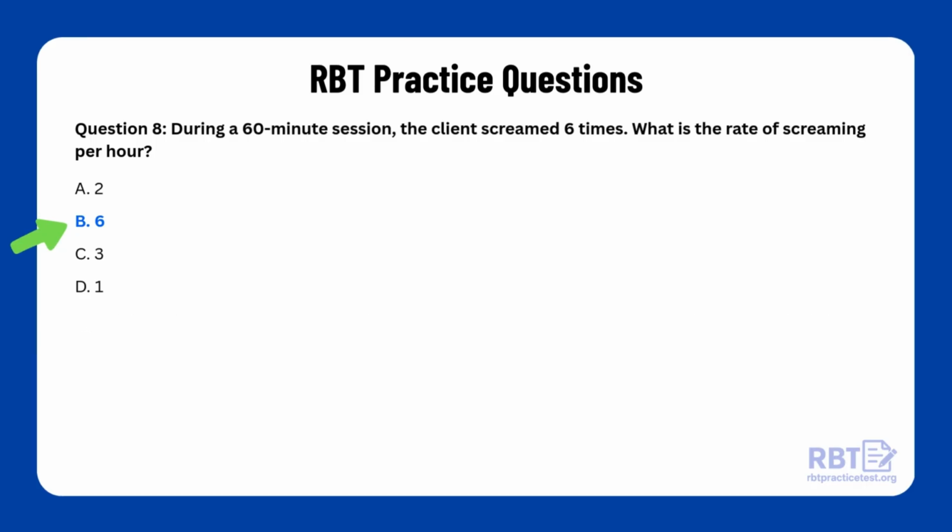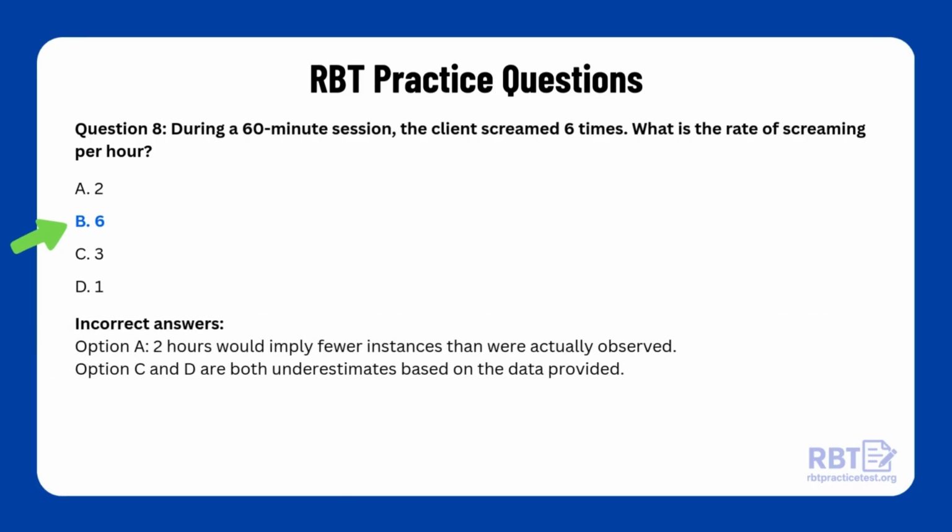Now for the wrong answers. A is wrong. That would imply fewer instances than were actually observed. C and D are both underestimates based on the data provided. Answer B accurately reflects the client's rate of behavior.